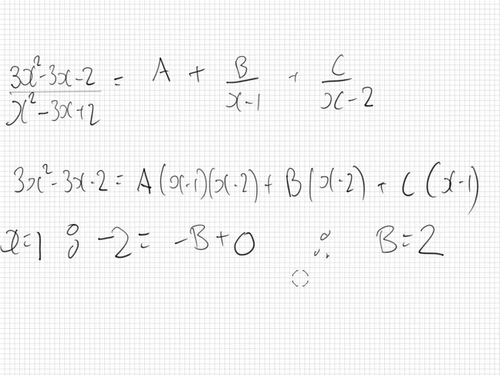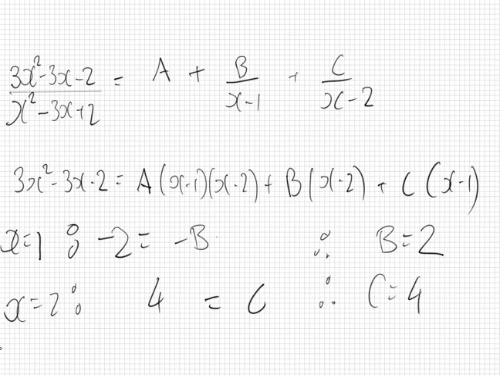I got b equals 2. Now what should I use next for x? 2, yeah. So that one and that one will go. 2 minus 1 is 1, so that's just left with c. And then here I'll get 2 squared is 4 times 3 is 12. 12 minus 6 is 6 minus 2 is 4. So therefore c equals 4.